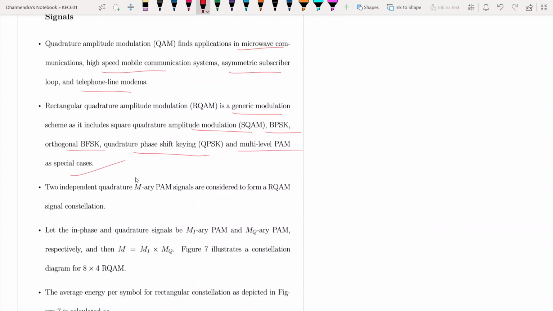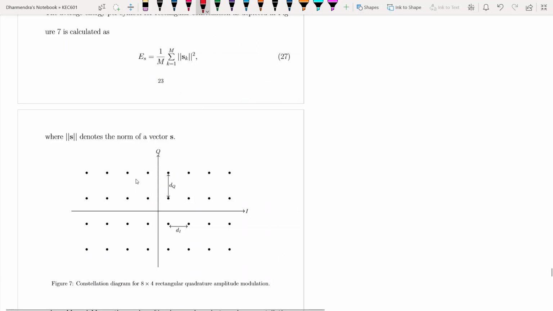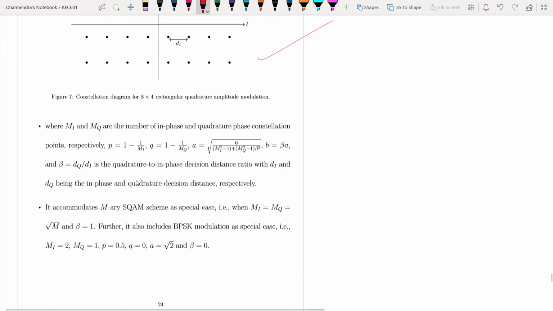Okay, it can be seen as a combination of two independent quadrature M-ary PAM signals, considered to form rectangular signal constellations. So the constellation diagram will look like this. If you want to calculate the average symbol energy of this constellation diagram, you can calculate it using this formula. Okay, the remaining things are written, you can read.